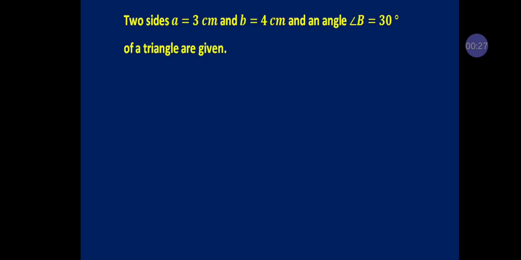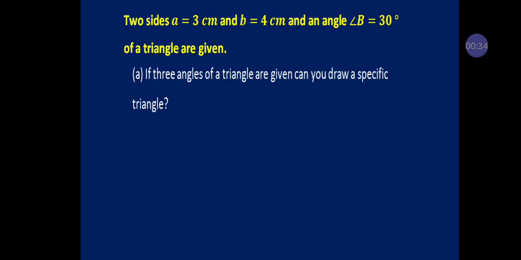Here are two sides A and B, and an angle B is given. I have taken the first question from the homework of the previous lecture, as many of you asked me what the correct answer is. If three angles of a triangle are given, can you draw a specific triangle? I will solve this one on your demand.